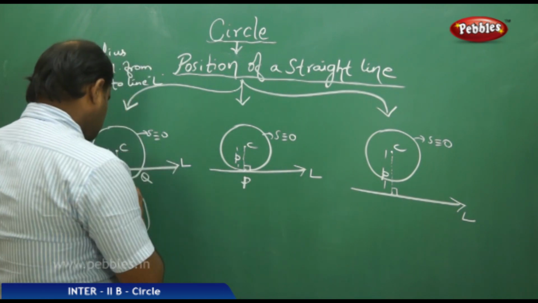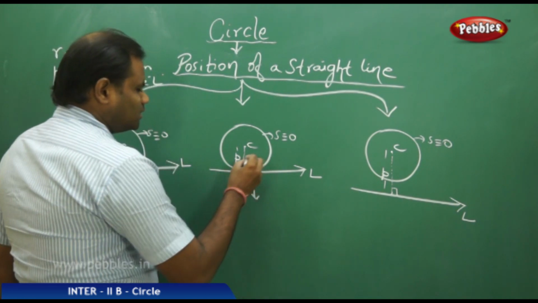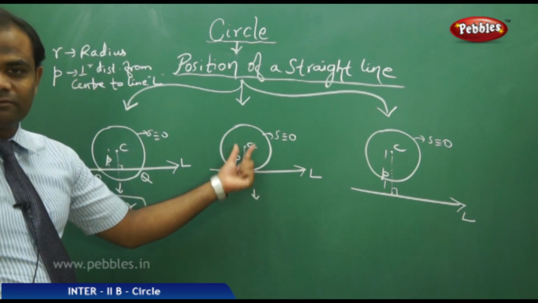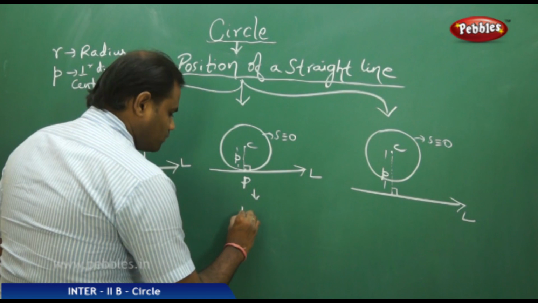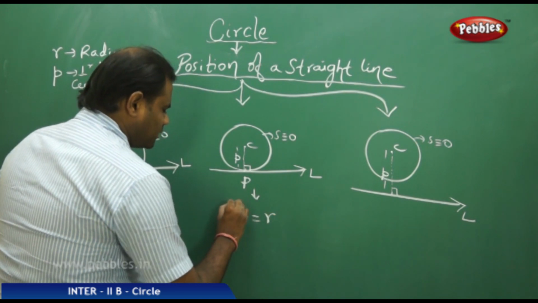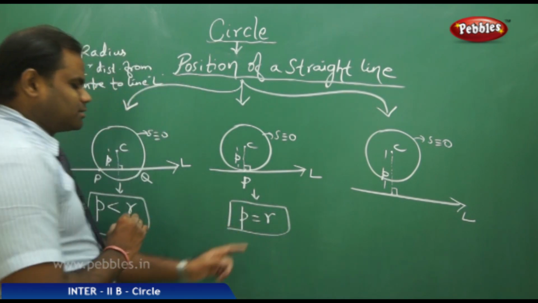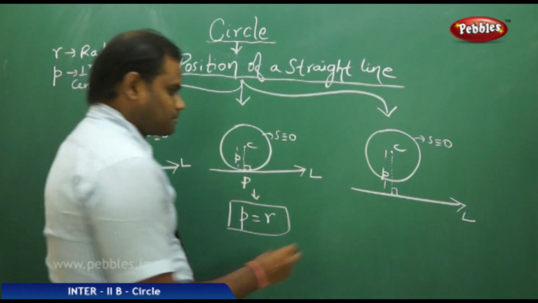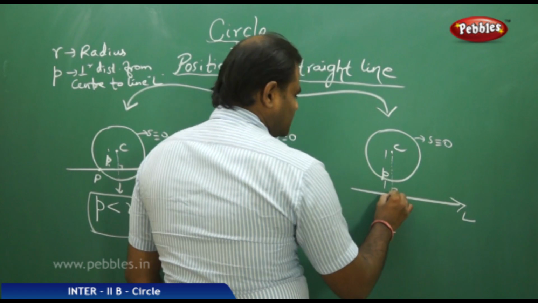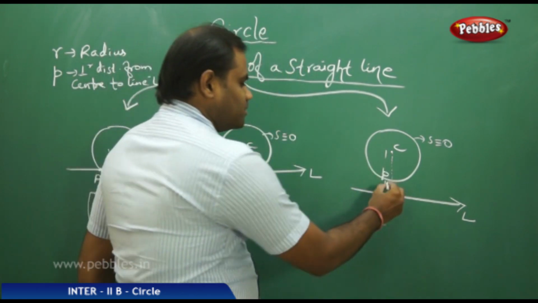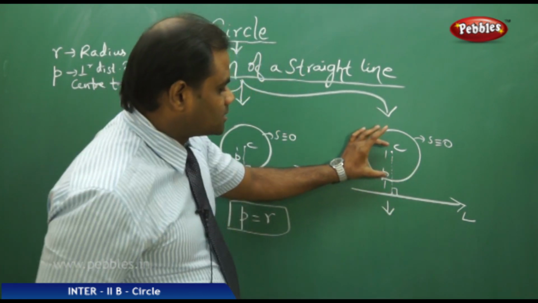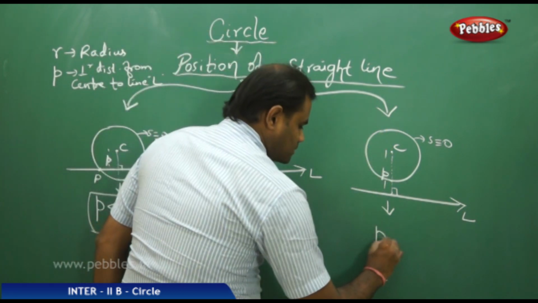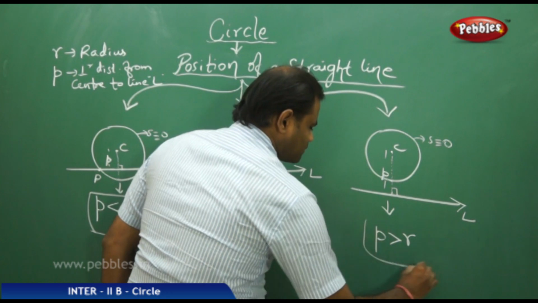Similarly, for here, I have clearly p equal to the radius because the radius itself is the perpendicular distance. So when a line touches the circle, the perpendicular distance is equal to the radius, which is the second case of a line touching a circle. Now I see that p is greater than the radius, which ends only till here, and p is still here. So clearly p is greater than r.